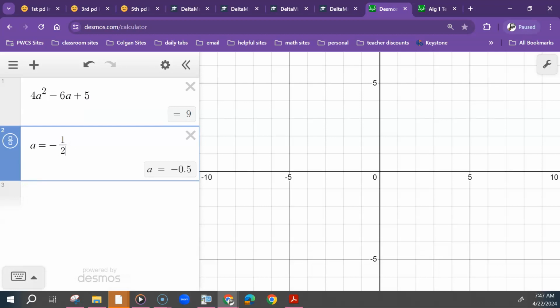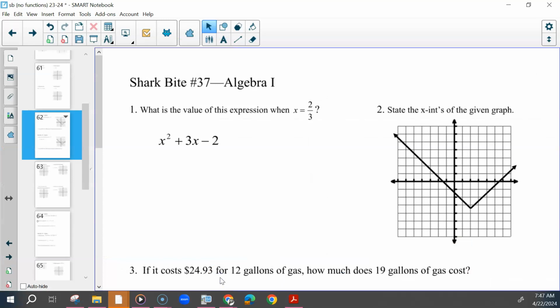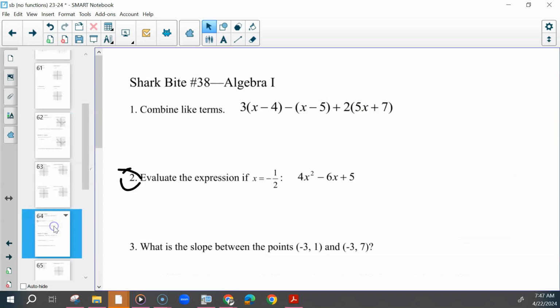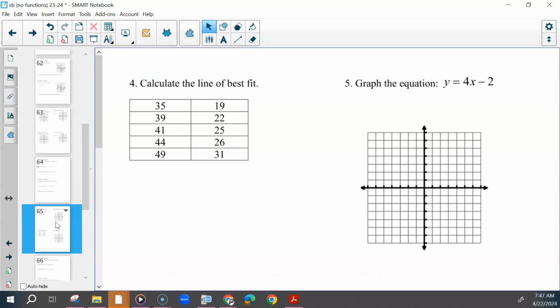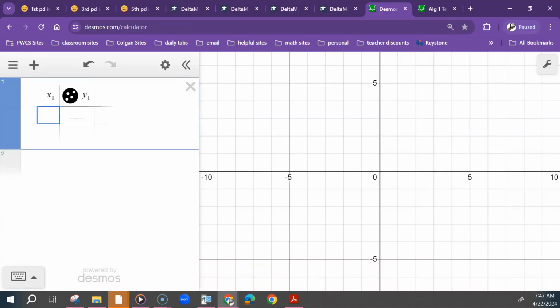So then this would be 9. So if you got 9, good job. If you use Desmos, make sure you put use Desmos. Questions on that? So then for number 4, that can also be done in decimals or in your calculator.